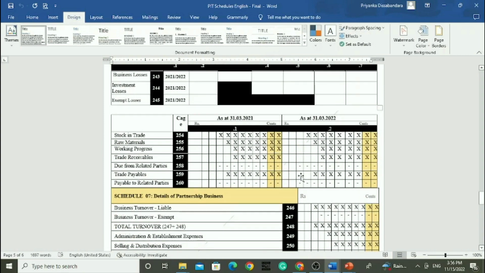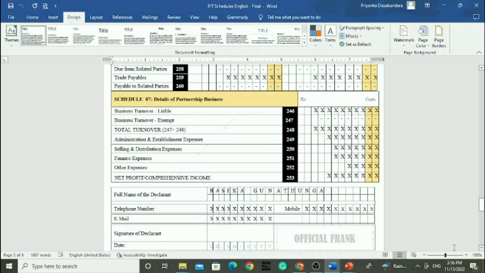After that, you have to fill in stock in trade, raw materials, work in progress, trade receivables, due from related parties, trade payables, and payable to related parties. All these amounts should be filled by the partnership. As at 31st March 2021, opening balances and closing balances should be filled by the partnership. After that, the partnership should fill in details of partnership businesses, that is their turnover, expenditure and net profit, under this Schedule 7.